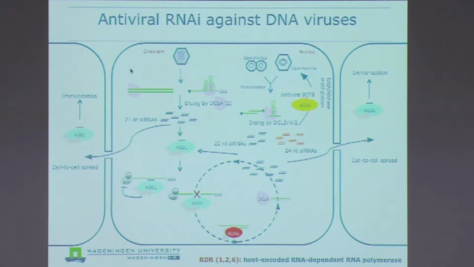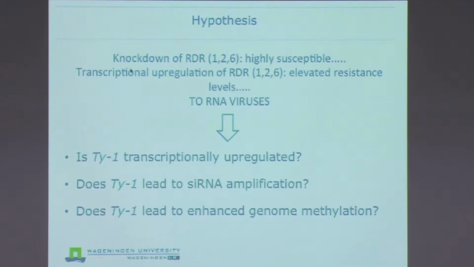So, of course, and easily, you will agree with me that if it comes to the hypothesis of what this TY1 gene would do, you immediately think about this amplification cycle. And so did we. Of course, there's a logical idea behind this, because we know that if we knock down RDR1, 2, 6, these plants turn highly susceptible to RNA viruses. There are even situations where people were able to upregulate RDR1, 2, 6, and they observed an enhanced resistance to RNA viruses, but only to RNA viruses.